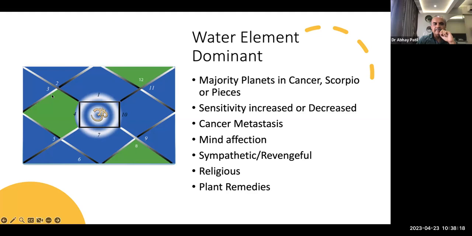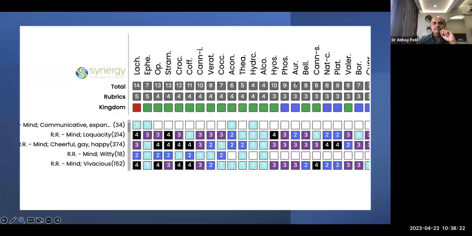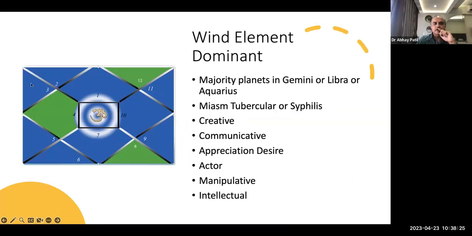So when you got majority planets in 3, 7, 11, that is Gemini, Libra, and Aquarius, then you have got a wind dominant person. Just don't look at this chart. So it is 3, 7, 11. That is Gemini, Libra, and Aquarius. Miasm predominantly is tubercular and syphilis.